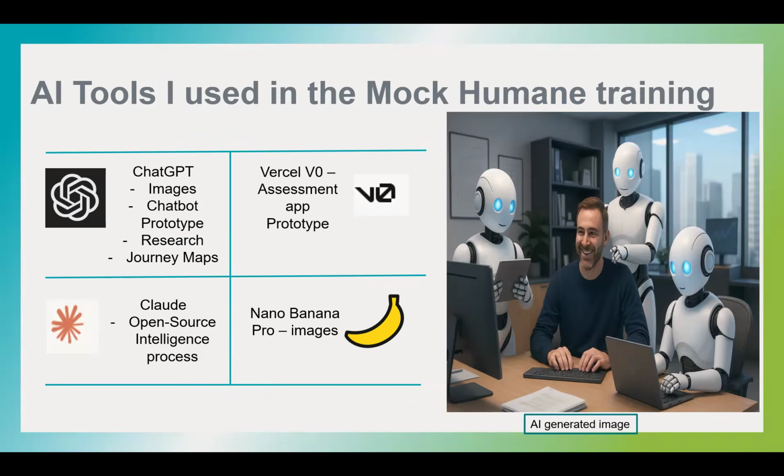So the AI tools I use in my training are ChatGPT images for images and the chatbot prototype that we developed, research journey maps. I use Vercel V0 for an assessment app prototype. I use Claude for the open source intelligence process, which we'll talk about soon. And I also use Nano Banana Pro for images as well.